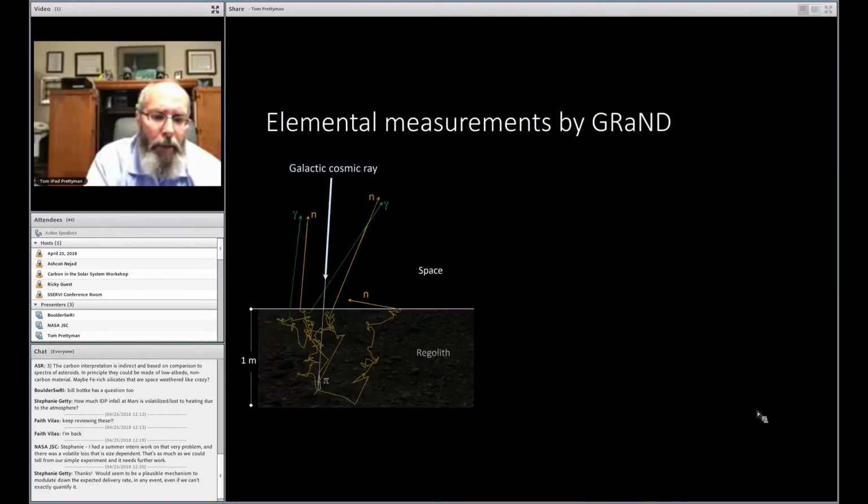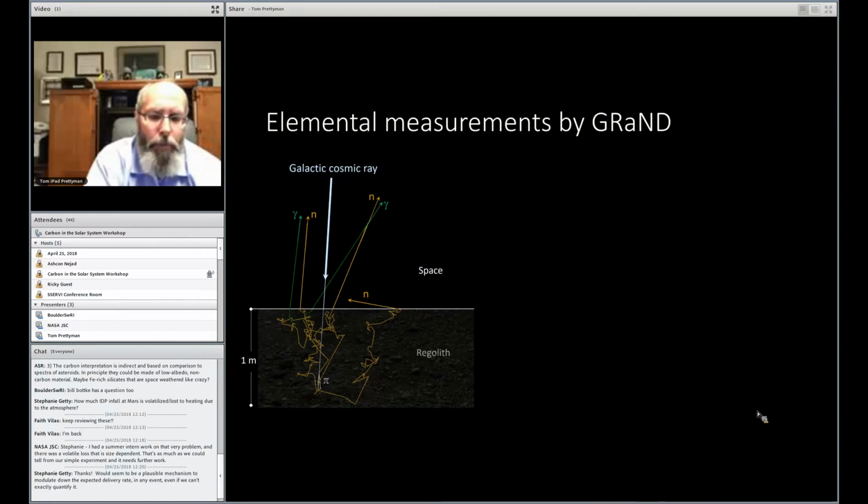So what do we see with GRaND? The elemental measurements by GRaND are cosmogenic neutron and gamma ray measurements. A galactic cosmic ray comes into the surface, breaks apart nuclei, and produces secondary neutrons. These secondary neutrons rattle around on the surface, colliding with elements that are there, and escape into space where they can be detected. And along the way, they make gamma rays. The gamma rays provide a fingerprint of the elemental composition of the surface.